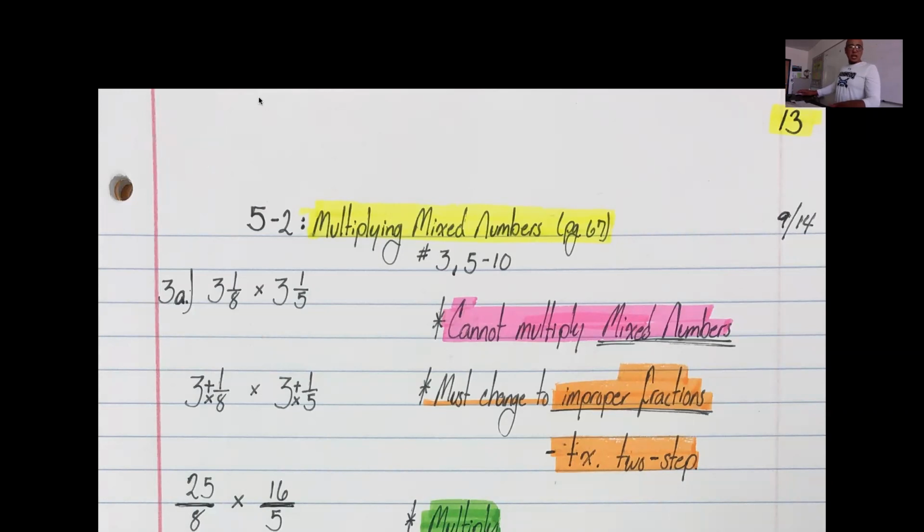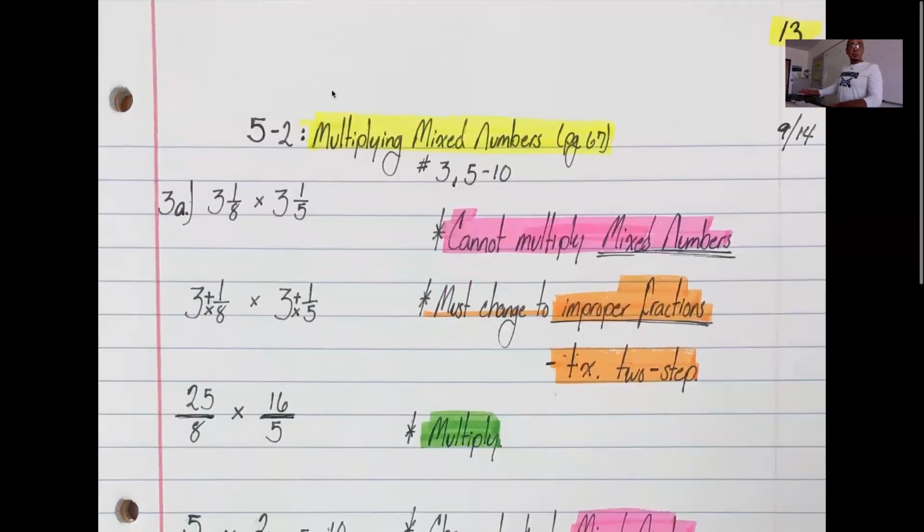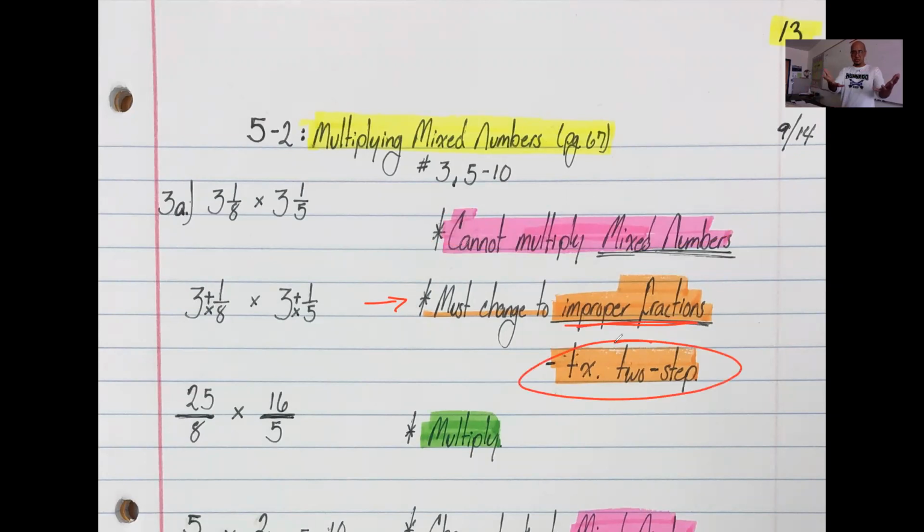And ladies and gentlemen, when I am trying to multiply mixed numbers, like I'm doing here, we need to understand that we cannot multiply mixed numbers, not as they are at least. So what do we do? Very good question. Well, ladies and gentlemen, we must change the mixed numbers into improper fractions using the Texas TwoStep.